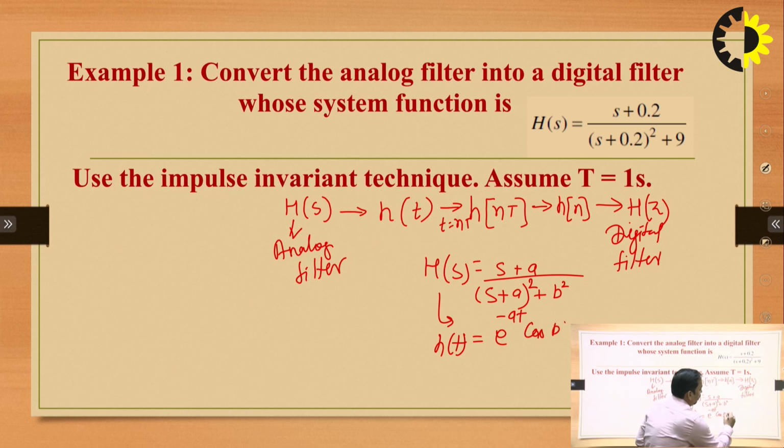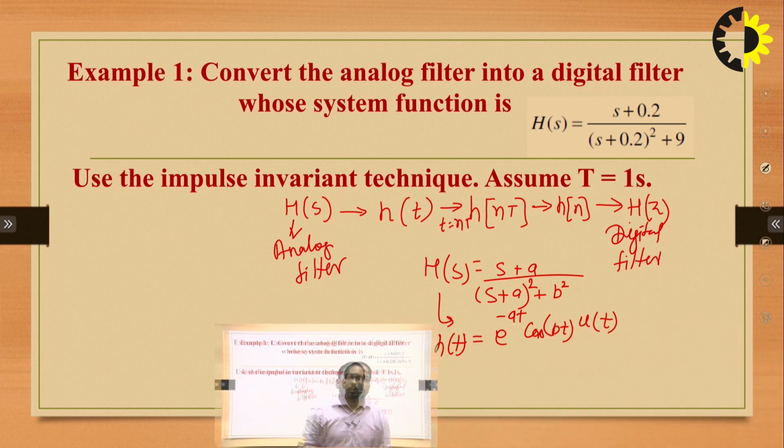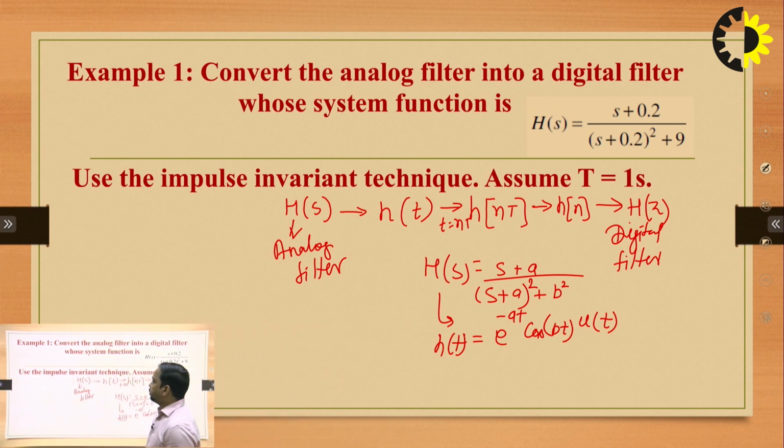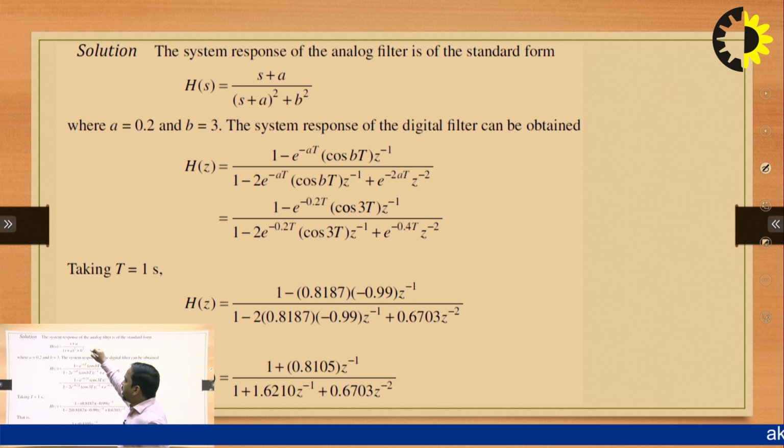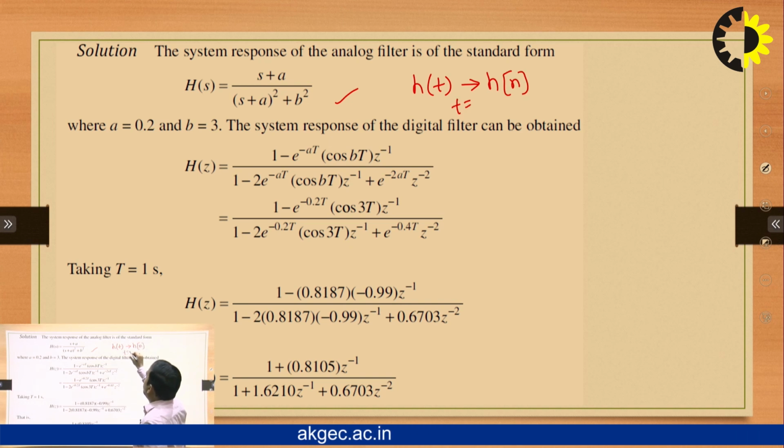e raised to the power minus at, cos of bt, and since it is causal, I can include u(t) also. Now we can have, by comparing with the generalized equation over here, a equal to 0.2 and b equal to 3. Since again it is in a standard form and the process is quite the same, we will be calculating first h(t), and this h(t) can be converted into h(n) by replacing t equal to nT.